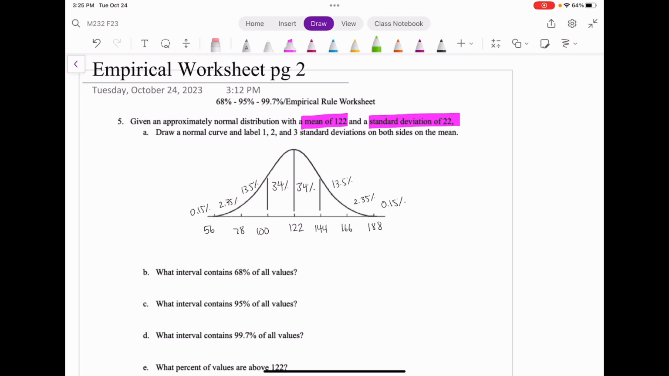We're asked for 68% of the values. That's one standard deviation. One standard deviation goes from 100 to 144. And we write two parentheses with a comma in between. 95% is two standard deviations. That's the interval 78 to 166. And then 99.7 is three standard deviations, which is the interval 56 to 188.